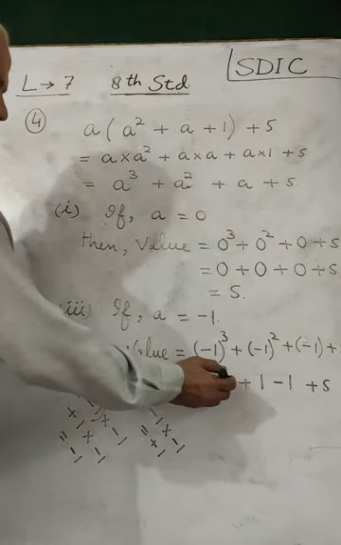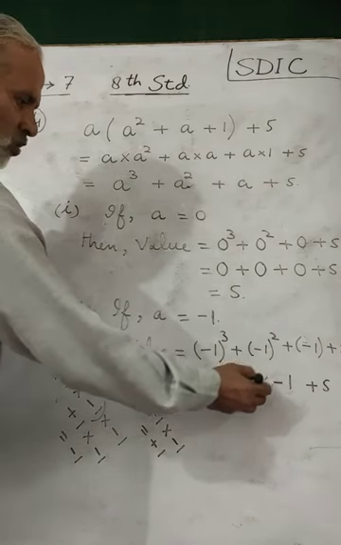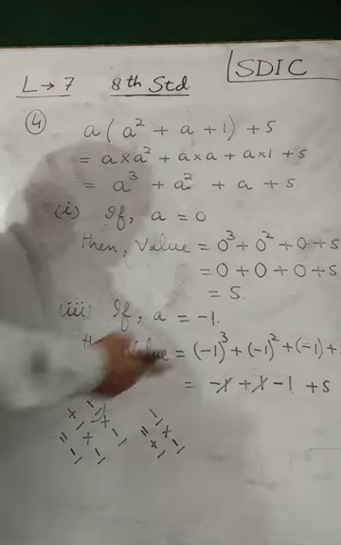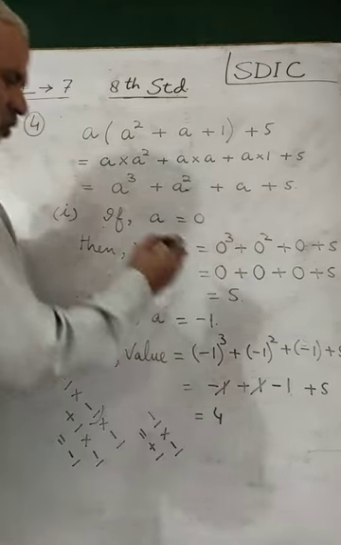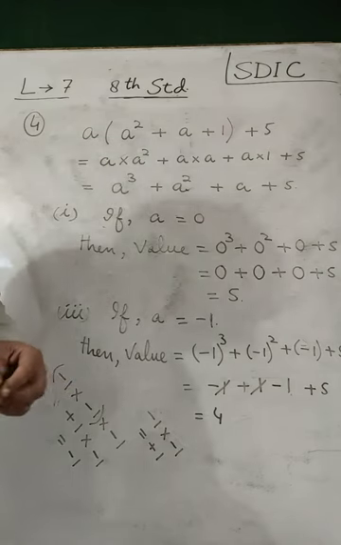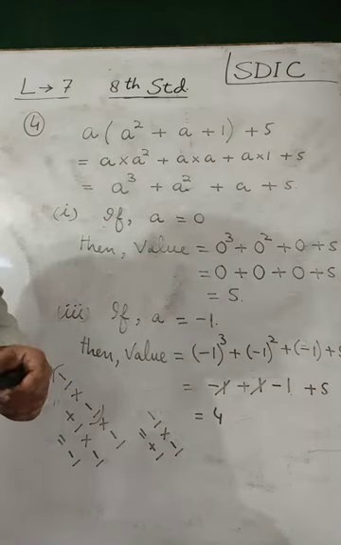Then as you simplify further, this minus 1 and plus 1 will cancel. Only 2 terms are left. Combine them, you have to add them, 4 will be the result. That was part number 2 of this question.